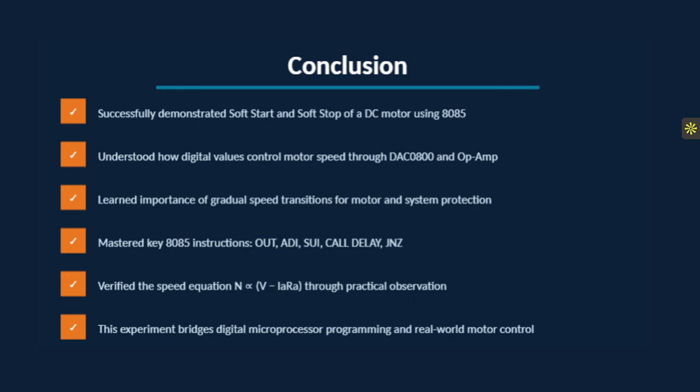So what is the conclusion? We successfully demonstrated soft start and soft stop of the DC motor using 8085. We understood how digital values control motor speed through a digital to analog converter and op-amp. We learned the importance of gradual start transitions for motor and system protection, mastered key 8085 instructions, and verified the speed equation, that is N is directly proportional to (V minus IR) divided by the flux. Through the practical observation, this experiment showed the link between the digital microprocessor programmability and real world motor control.